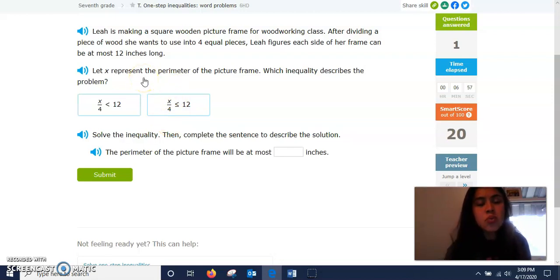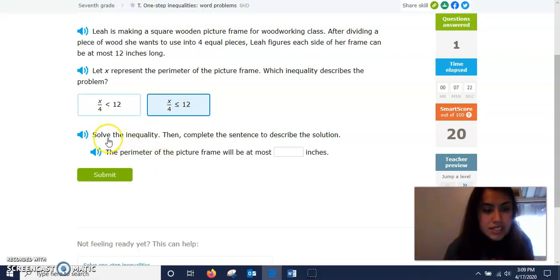So now we are left to decide: less than 12, or it can be 12 and less. Well, at most reminds me that it can be the number 12, or less. So I'm going to keep this one because you can include 12 in numbers less than 12.